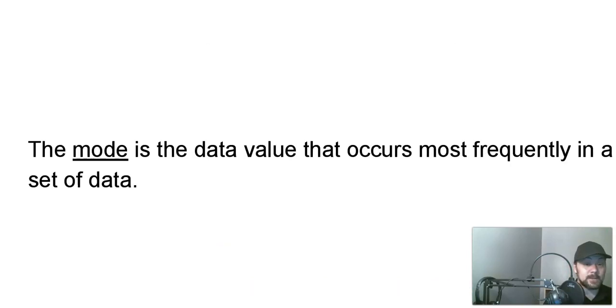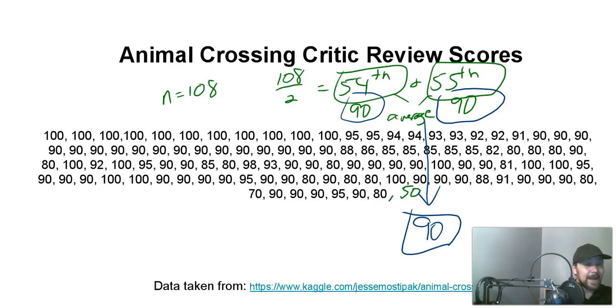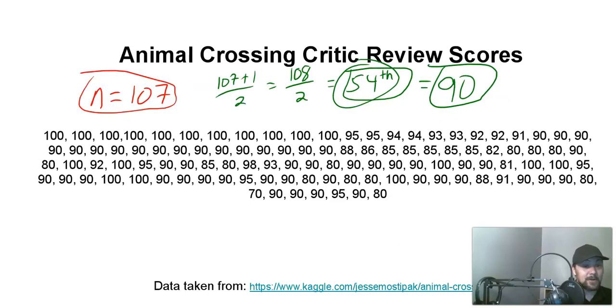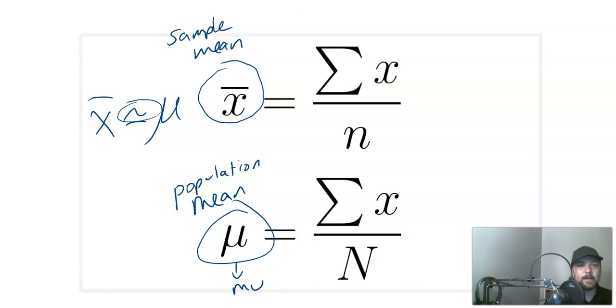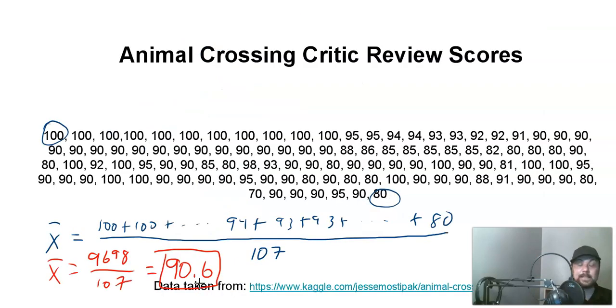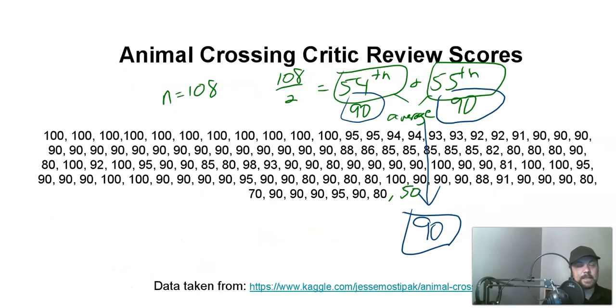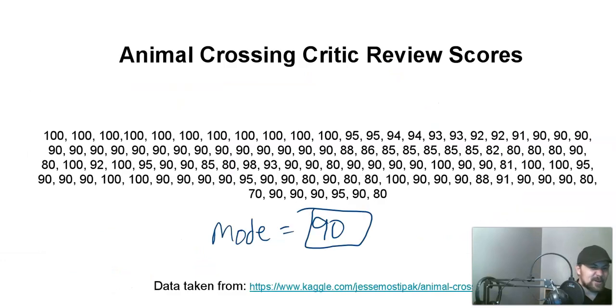Plus, it's also the median. 90 is the median, whether there's an even or odd number. 90 is right smack dab in the middle. And for the mean, going back to that, 90.6, right in that same neighborhood. So all 3 of these measures of center really seem to be converging on 90. It seems like that's really the center of the data, whichever way you want to look at it.